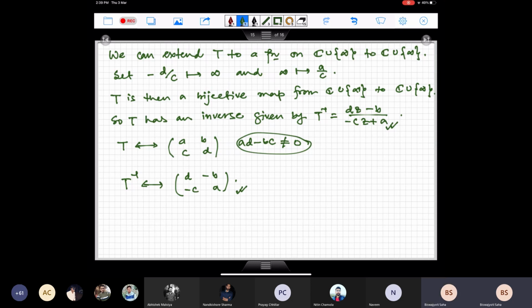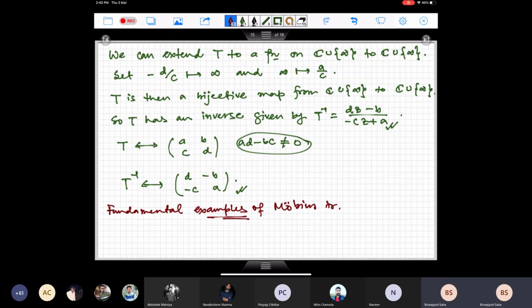Okay, fine. Now I'm going to take some basic examples of Mobius transformations, and those transformations are going to be particularly important in our context. Okay, so let us see some basic examples, or let me write rather, fundamental examples of Mobius transformations.